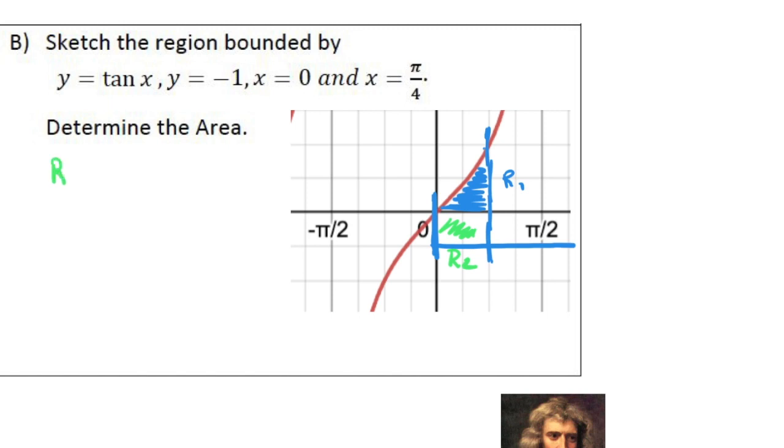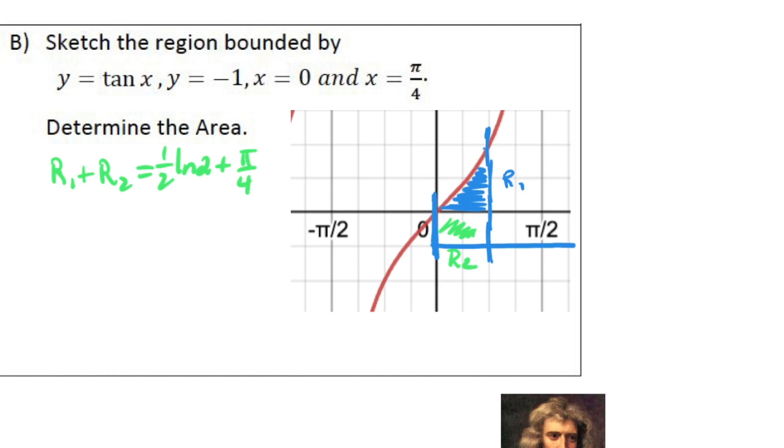So region 1 plus region 2, you should come up with 1/2 natural log of 2 plus pi over 4 when you recognize that that is just a rectangle with a length of pi over 4 and a height of 1. All right, but think about for a minute how we would follow the similar ideas.